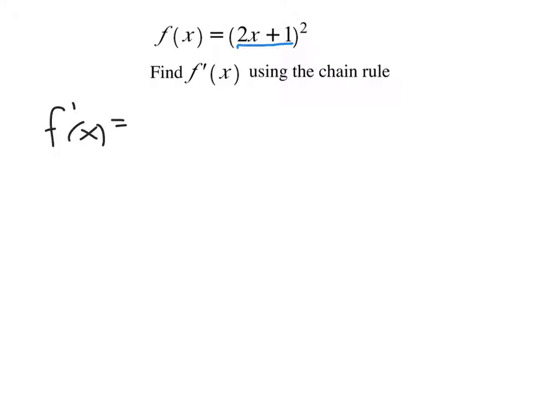So we start by doing the derivative of the outer function. So the derivative of like an x squared would be 2x. So it's going to be 2 times, but the inner function is still stuck inside of it. It's not 2x, it's 2 times 2x plus 1. So that's derivative of the outer. And now we do it times the derivative of the inner. And the derivative of the inner, derivative of 2x plus 1, is just 2. All right, so there is our basic version.